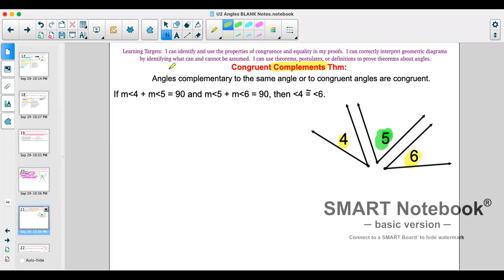The congruent complements theorem says the measure of angle 5 is the same. Look at it in the diagram. It's the same one angle, the measure of angle 5. 90 degrees and 90 degrees are obviously equal. They're the same. So what's left? Angle 4 and angle 6. They must be the same measure, which means the angles themselves must be congruent.